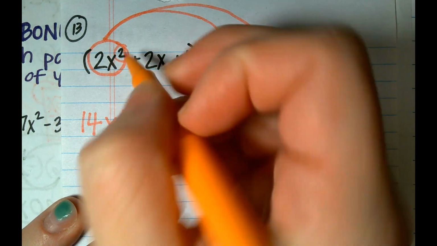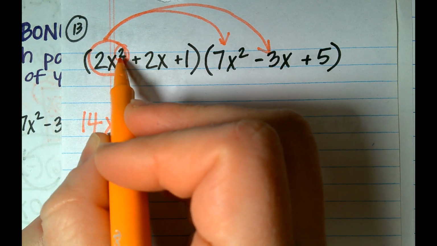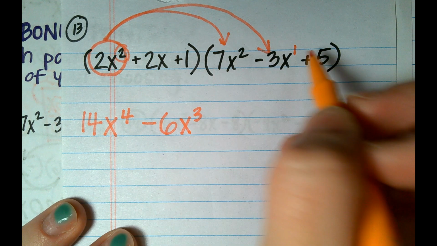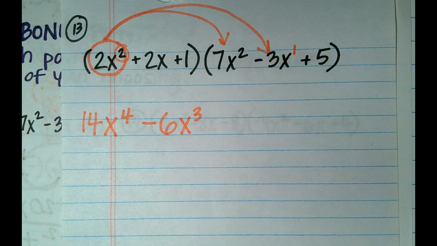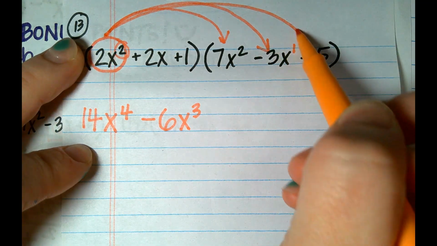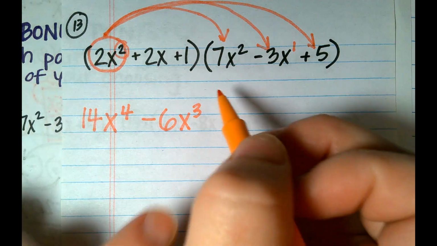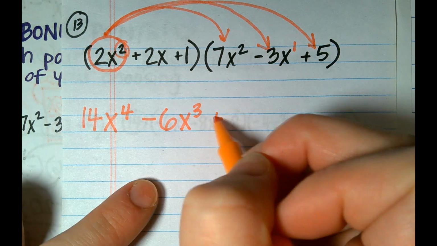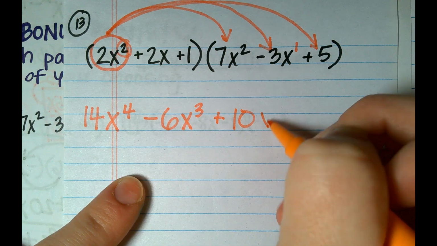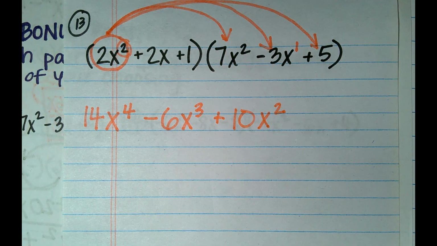Yes, we're just adding again. X to the 2nd power, there's a 2 there. X by itself, there's an invisible 1. 2 plus 1 is 3. Now we distribute to the plus 5. So 2 times 5 is 10, and we just bring down that x squared. Okay, so we've done the first part.